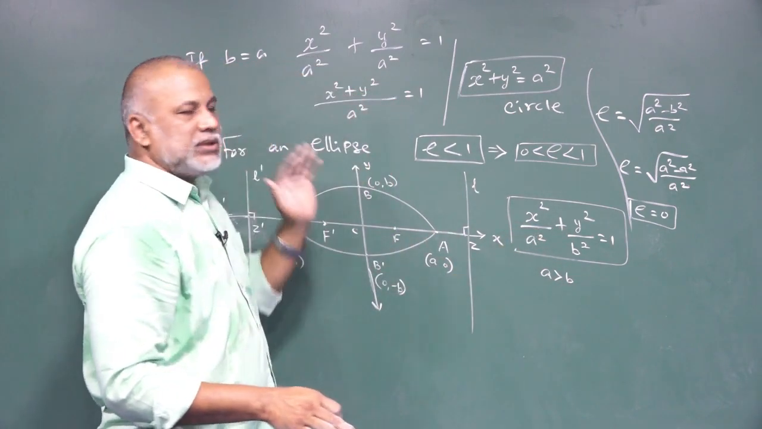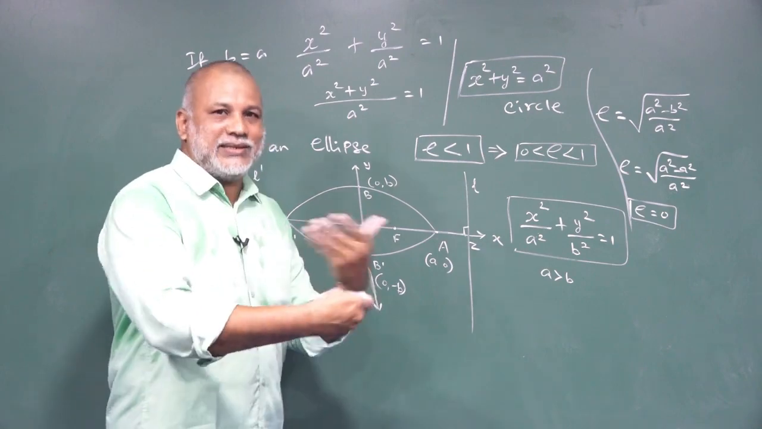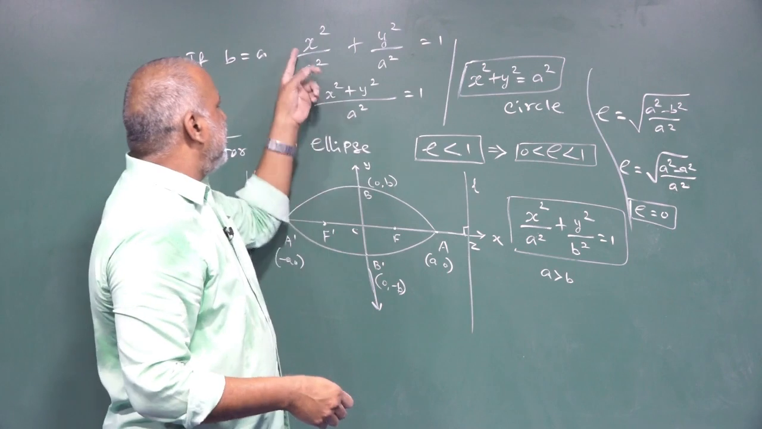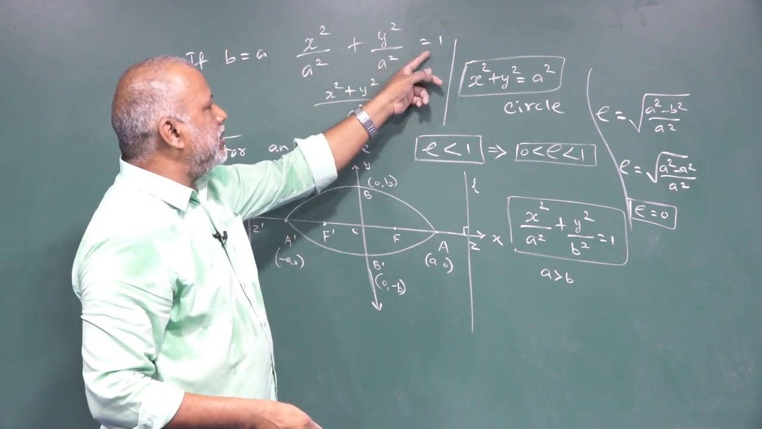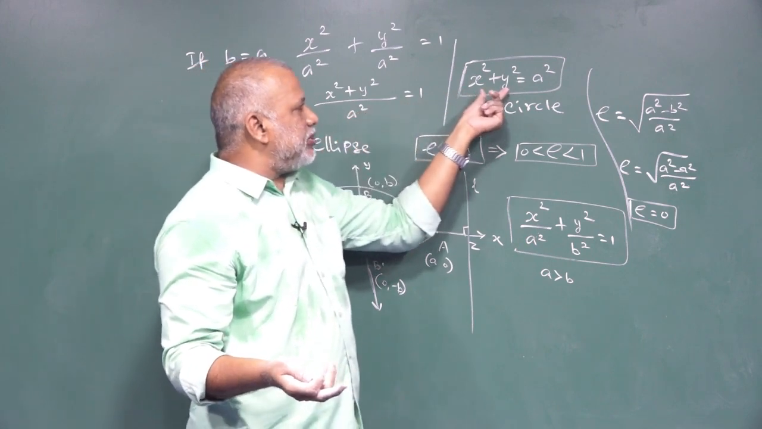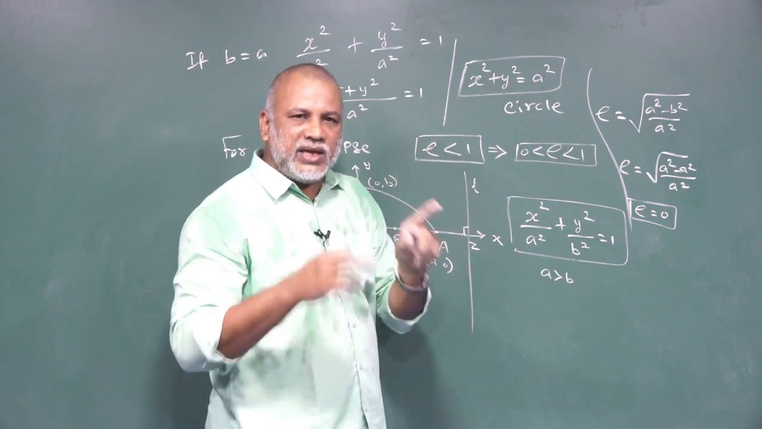Suppose a becomes b, and b becomes a. Then x squared by a squared plus y squared by b squared equals 1. Instead of b squared, I am replacing a squared. Then a squared is common, so x squared plus y squared equals a squared. This is the equation of the circle.